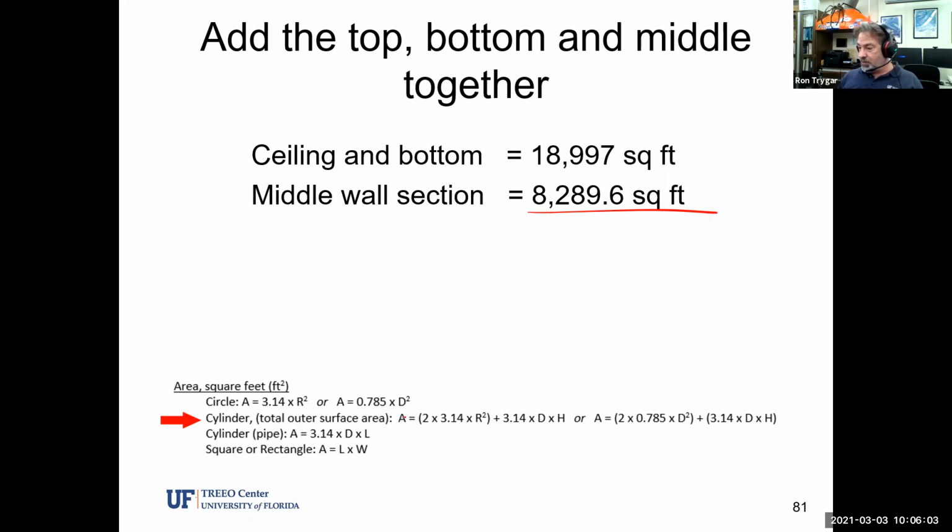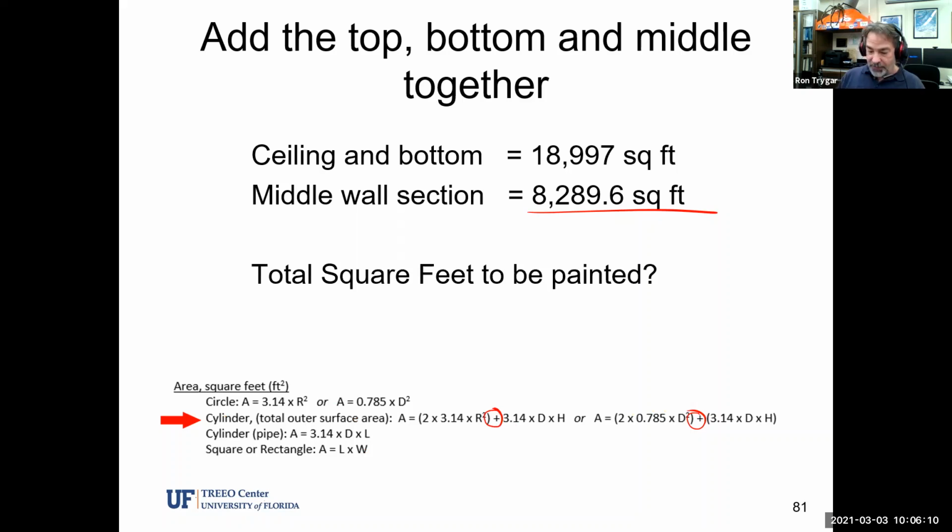You notice on the formula, here's the addition symbols right there. There's where we're actually now adding these together. So the total square feet to be painted, let's work this out. 8,289.6, add that to the 18,997. I came up with 27,286.6 square feet.